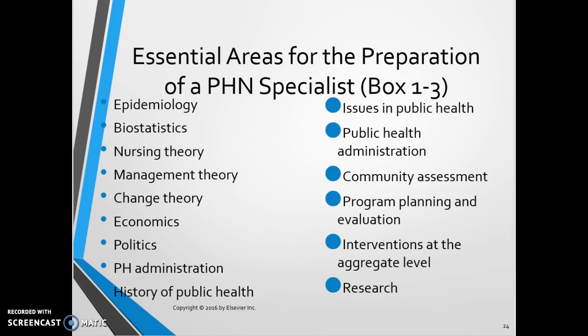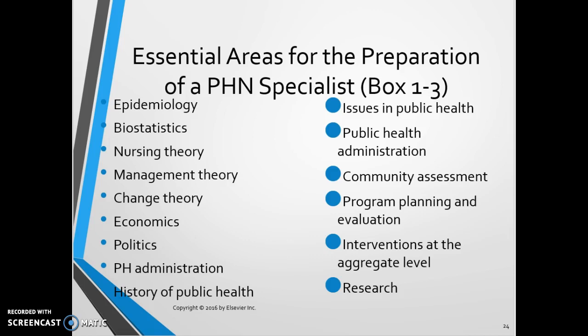So let's talk about essential areas of preparation for public health. And you're going to see it in box 1-3. And the essentials are epidemiology, biostatistics, nursing theory, management theory, change theory, economics, politics, public health administration, and history of public health. We have issues in public health administration, community assessment, program planning, evaluation, interventions at the aggregate level, and research. Woo! What are we going to be doing? Are we going to be doing all this in this class? I don't think so. But we are going to address some, but not all.